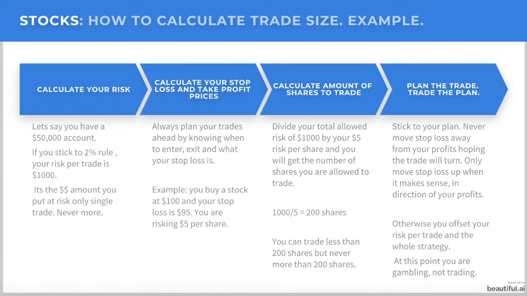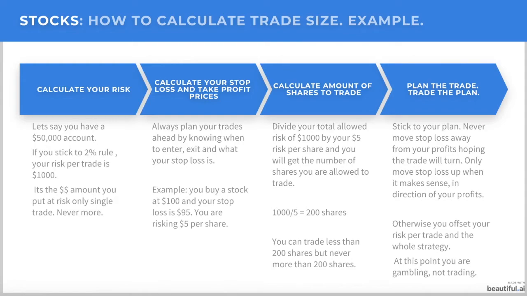Always plan your trades ahead by knowing when to enter a trade, when to exit it, and where your stop loss is. For example, you're buying a stock at $100 per share and your stop loss is at $95 per share. You are risking $5 per share. Now we will divide your total amount of risk of $1,000 by your $5 risk per share, and you will get the number of shares you are allowed to trade. You can trade less than 200 shares as we calculated, but never more than 200 shares.